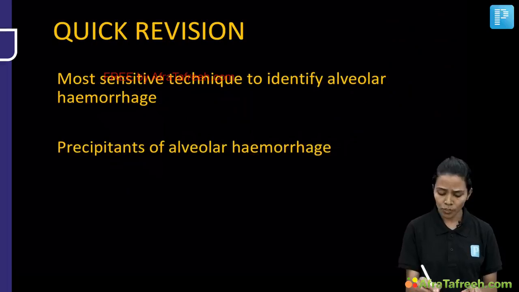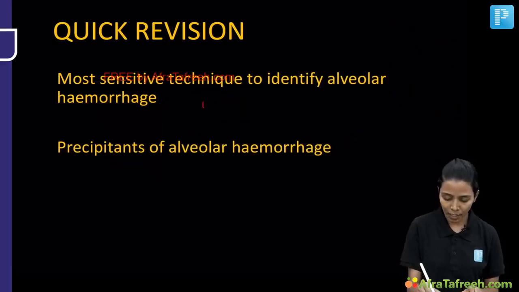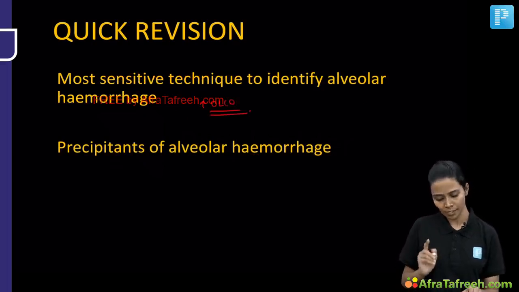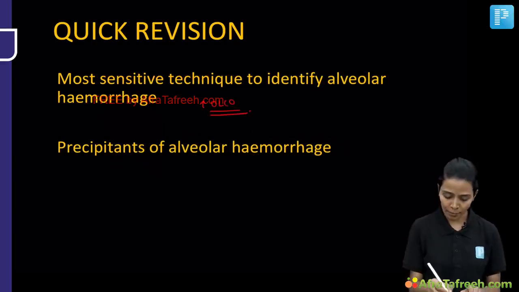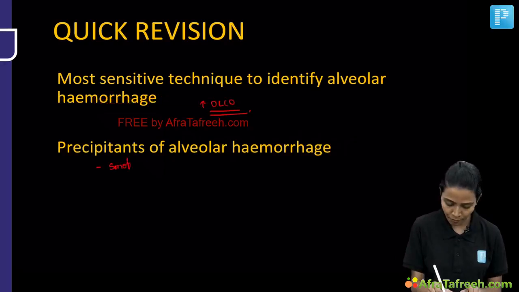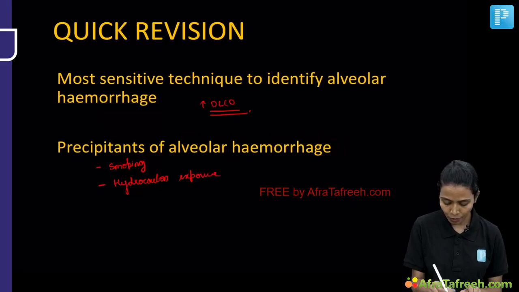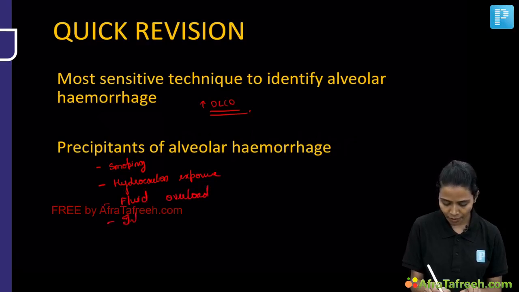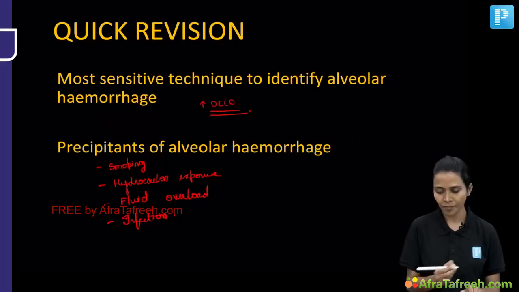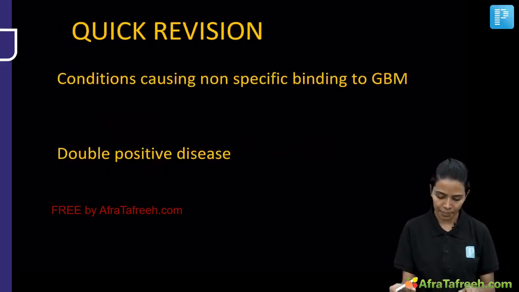The most sensitive technique to identify alveolar hemorrhage is increased diffusion of carbon monoxide, increased DLCO. Precipitants of alveolar hemorrhage, we know, can be smoking, hydrocarbon exposure, fluid overload, or infection. So these can be the precipitants.